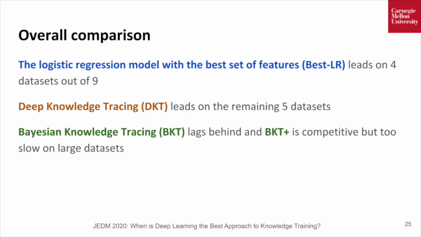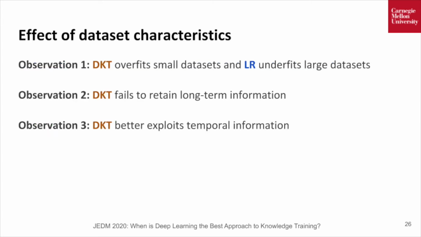Next, we will investigate the relative performance of the leading models, best LR and DKT, as a function of dataset characteristics. We observed 3 phenomena. First, DKT overfits small datasets, and logistic regression underfits large datasets. Second, DKT fails to retain long-term information. And third, DKT better exploits temporal information.